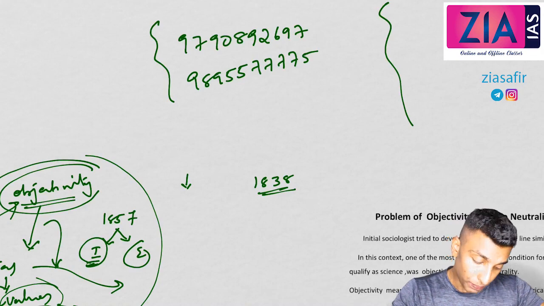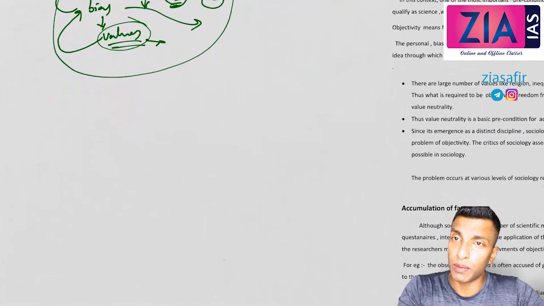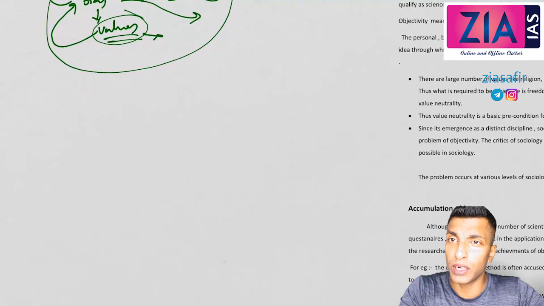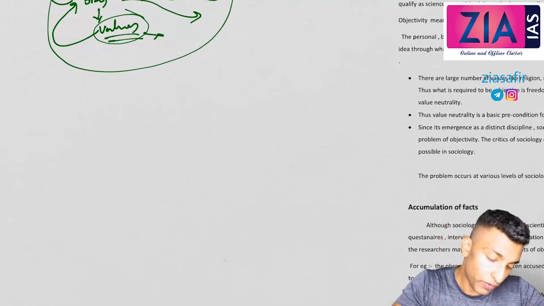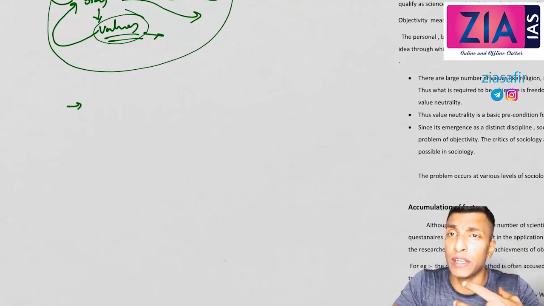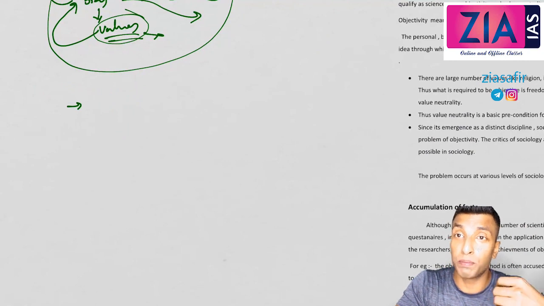Okay, so I hope you understood this context. You understood what you mean by objectivity, you understood what you mean by value neutrality. Now we need to say where you will face the problem of this personal bias.